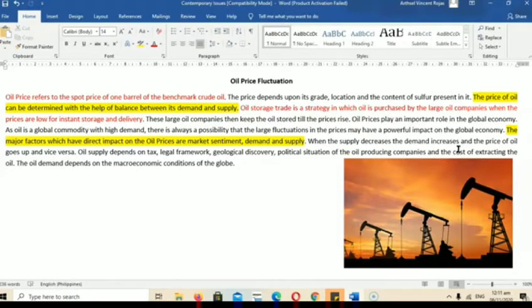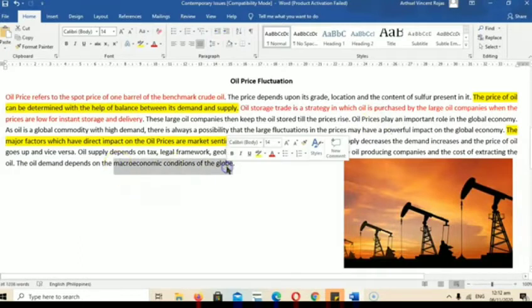Now, why would it be referred to as the macroeconomic condition of the globe? It is because oil is a need, a global need for everyone, because it does not just run our automobiles or our motors or our transportation, but also it produces electricity, it produces energy. So that is why it refers to a macroeconomic condition of the globe. So that is the oil price fluctuation.